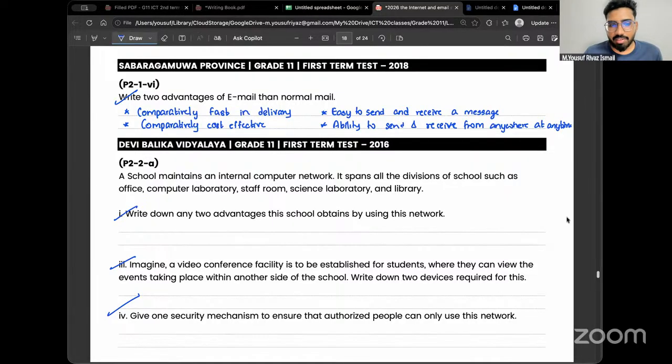I put comparatively fast. Should I put the delivery and correct it? Yes, correct. Saves time. Saves time in doing what, Aisha? Complete your sentence. You mentioned saves time in sending and receiving email. Then your answer's correct, don't worry. Too many criminals these days.